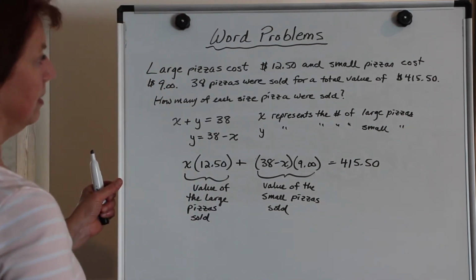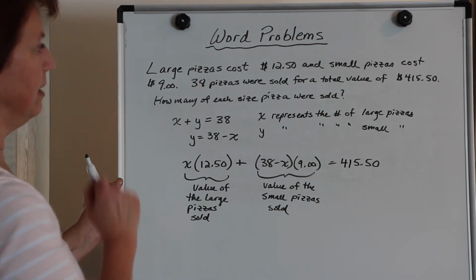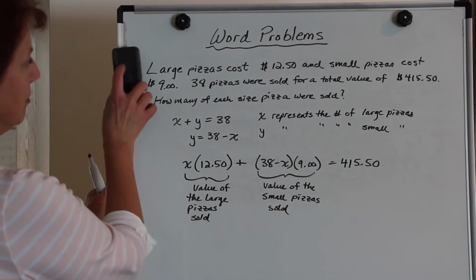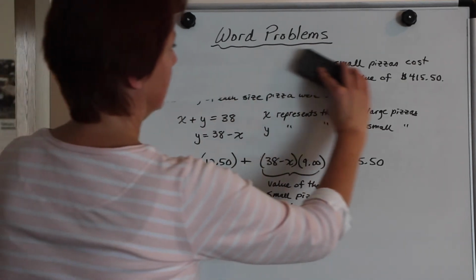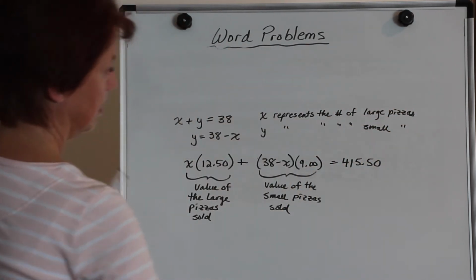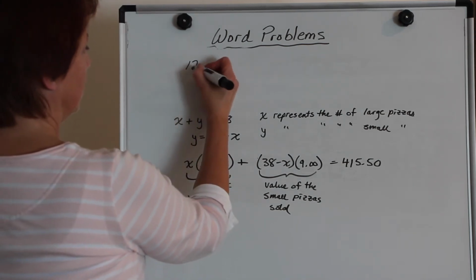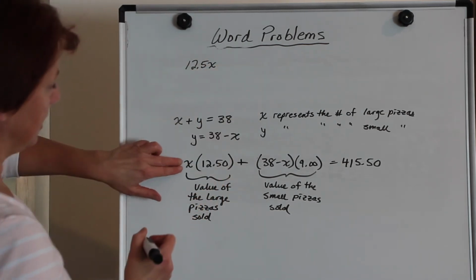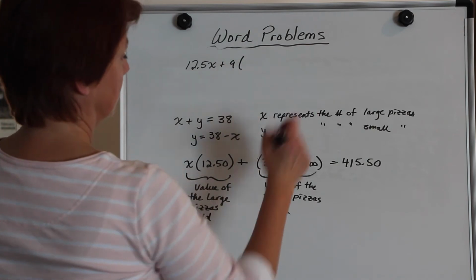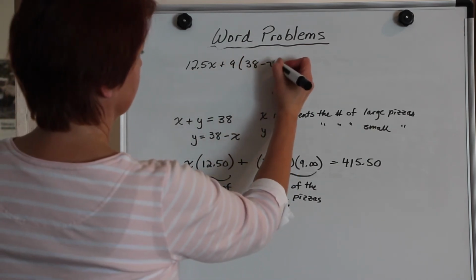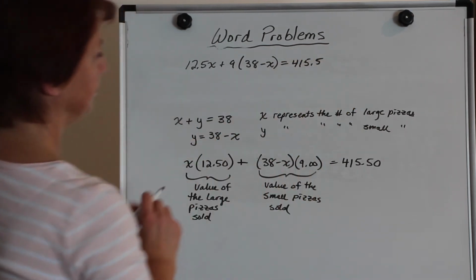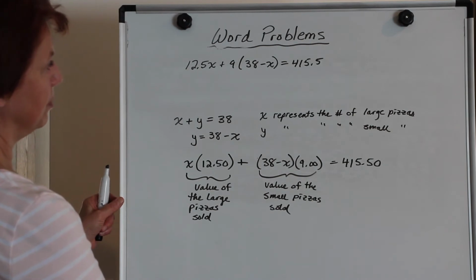Now, I'll give you a second to pause the video and write that down if you want. So what I'm going to do is get rid of this so that I can write the equation out a little bit more tidy. So 12.5x, that's this. Okay, we don't need the 0, plus 9 times 38 minus x is equal to 415.5. All right, then we do the math with this.